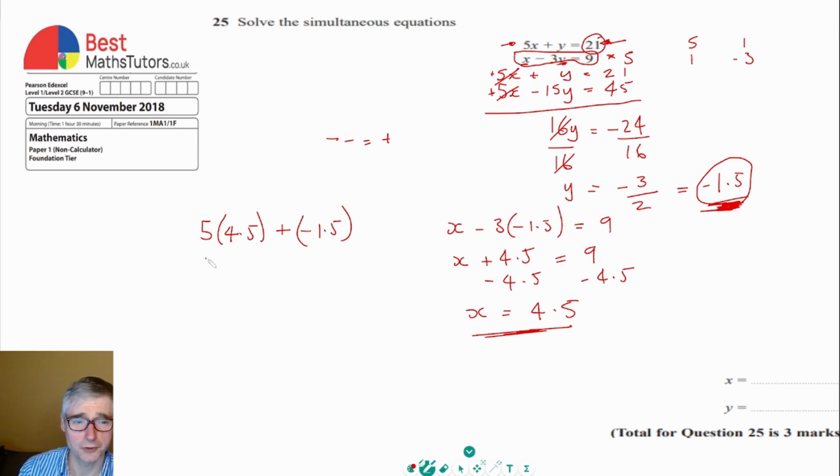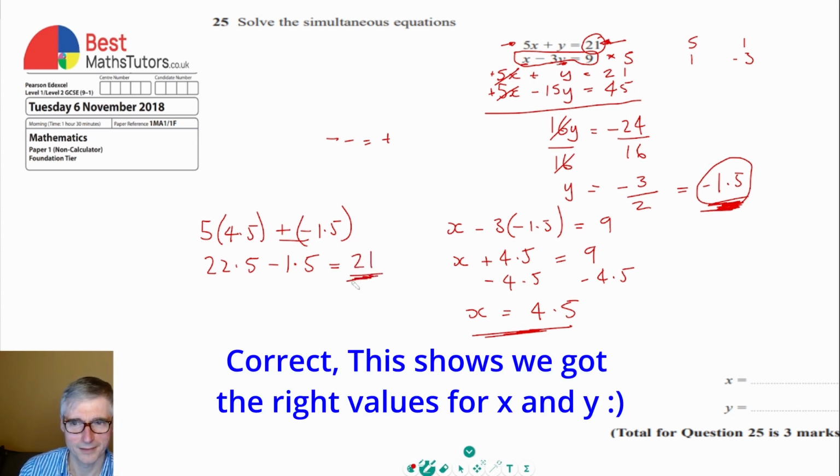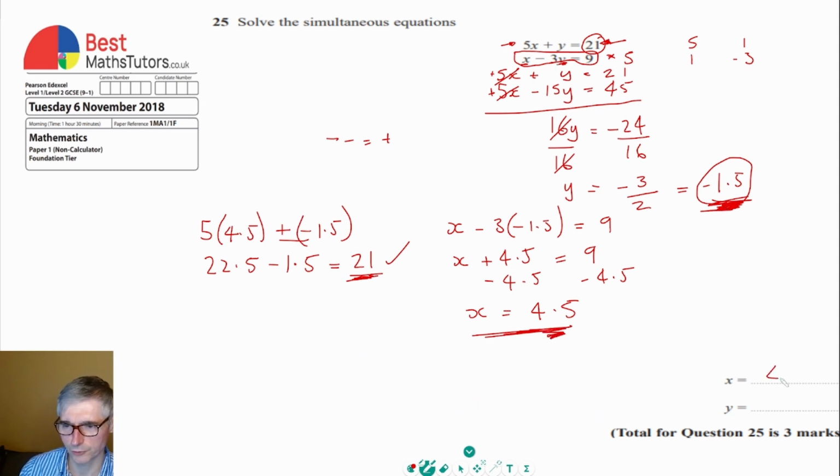So 5 times 4.5 is going to give me 22.5, and then the plus and the minus together just make a minus, so that becomes minus 1.5. And 22.5 take away 1.5 does equal 21. So that's correct, that's what we wanted, and that shows us that the values of y and x that we found were correct. x is 4.5 and y is -1.5.